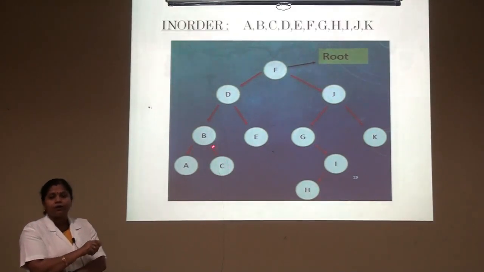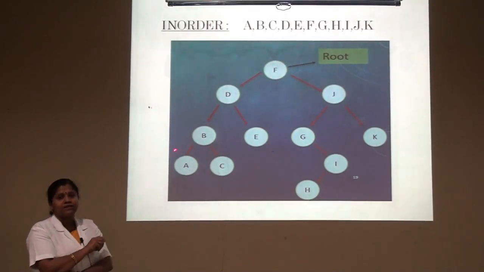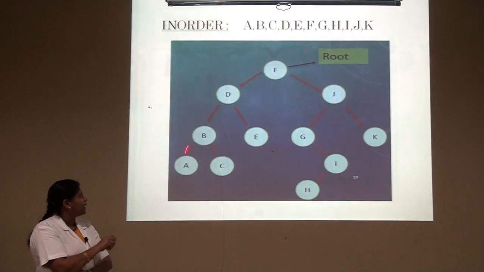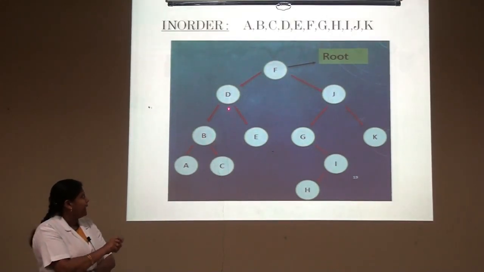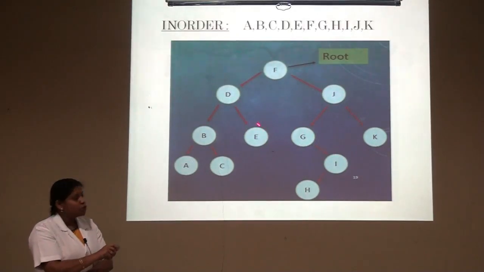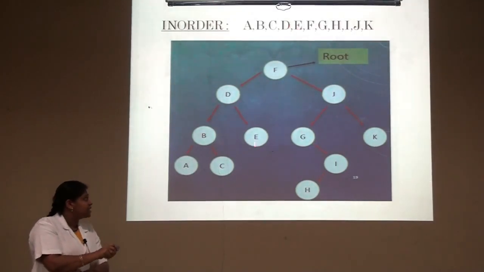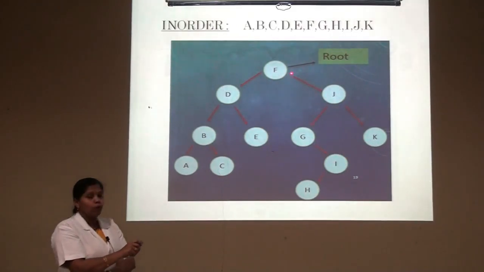In this way only we have to traverse in the in-order tree traversal. We have to follow the same procedure: visiting the left node, then root node, then right node. So go back, then all the left nodes are visited. Go to the root node D, then go to its right node E. So A, B, C, then D, E is followed. After visiting all the nodes in the left subtree, we have to go for the root node, F.